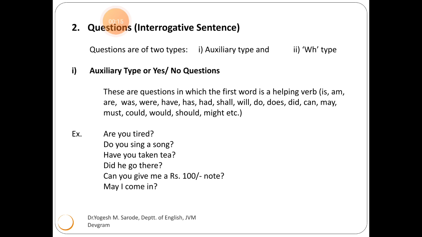Today, we will learn how to change the narration of question types. In the last video, we saw how to change the narration of the first type, that is, the declarative sentence. We know there are four types of sentences. Number one, declarative or simple sentence. Number two, questions or interrogative sentence. Number three, imperative sentence. And number four, exclamatory sentence. So today we'll focus on changing the narration of the interrogative sentence.